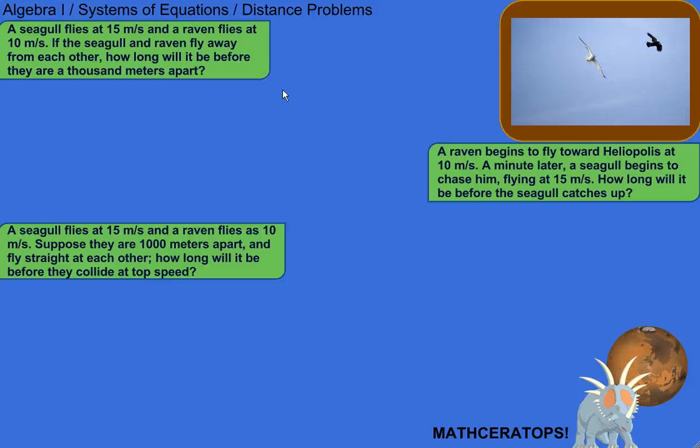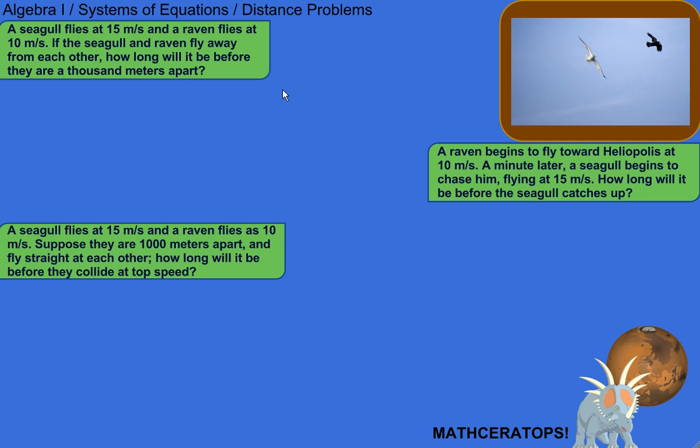All right, so these are classic. These are awesome distance problems. A lot of times you'll hear something like, a train leaves the station at 2 p.m. heading towards Chicago at 40 miles per hour. 2 hours later, a train leaves the station at 60 miles per hour going towards Chicago. When will they crash into each other?